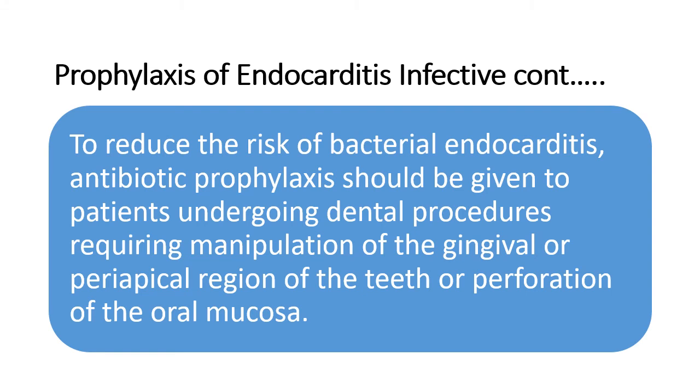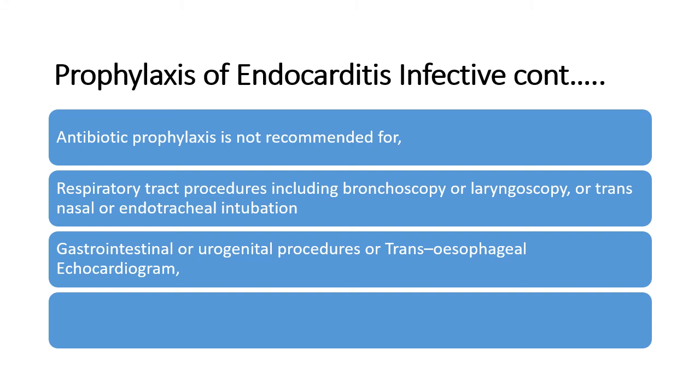To reduce the risk of bacterial endocarditis, antibiotic prophylaxis should be given to patients undergoing dental procedures, because in dental procedures Streptococcus viridans, which are normal flora in the mouth, can easily enter the bloodstream and cause subacute infective endocarditis in patients who already have pre-existing pathology within the heart. Antibiotic prophylaxis is not recommended in respiratory tract procedures, so you don't give antibiotics.